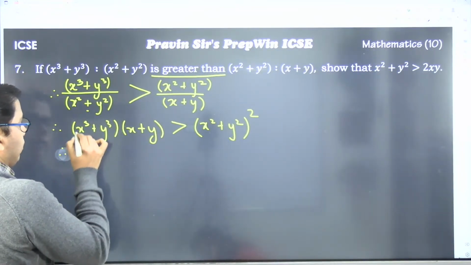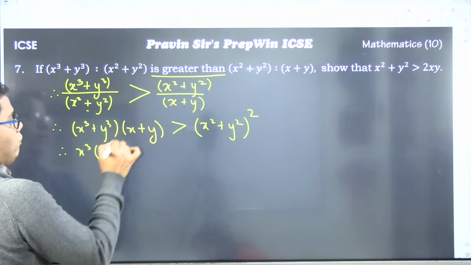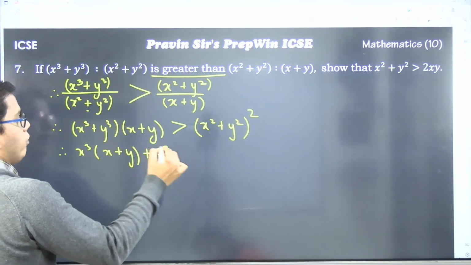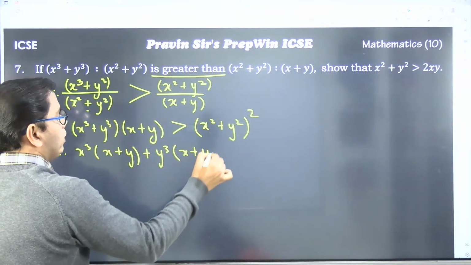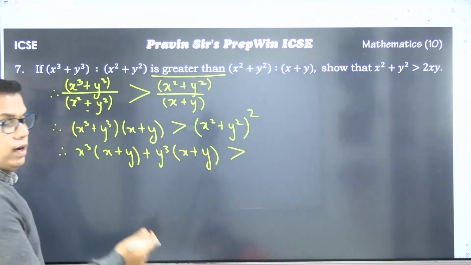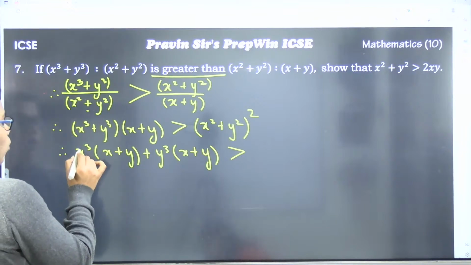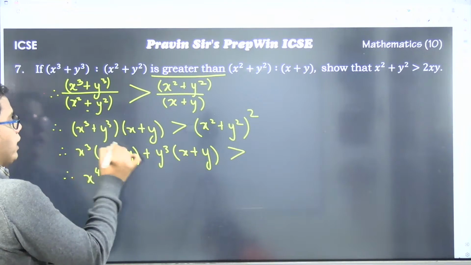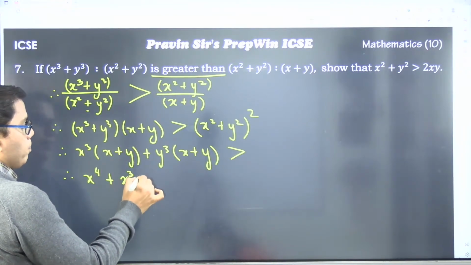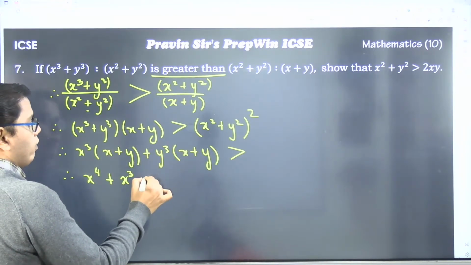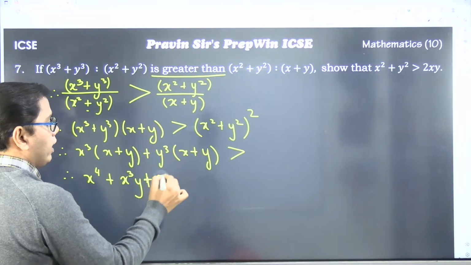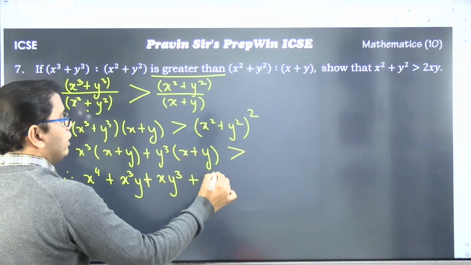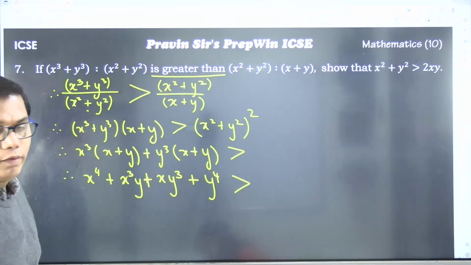Now open the bracket. मैं पहले x cube लूंगा, फिर this x plus y. I hope you know this. I'm solving each and every step. तो some students, those who find maths difficult, उनको ये difficult नहीं लगेगा. x square into x is x raised to 4, plus x cube into y is x cube y, plus y cube into x, we will write the answer in alphabetical order, x पहले y बाद में, plus y cube into y is y raised to 4, greater than. Right hand side solve नहीं किया.